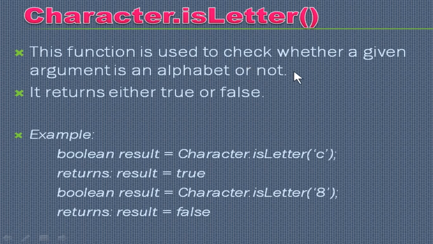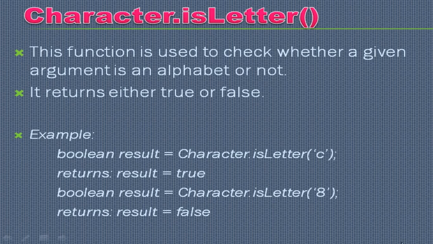This function is used to check whether the given argument is an alphabet or not. In a program, you have to start with a capital C, Character, then dot isLetter. You can see the second word's first character is a capital letter, and then open and close parentheses. Inside the parentheses you have to give the argument. It can be an alphabet, a number, or a variable. If it is a variable, then it contains either an alphabet or a number.